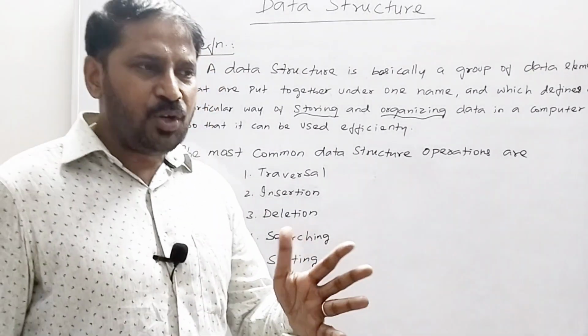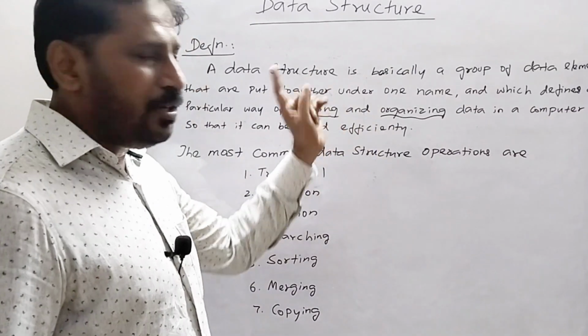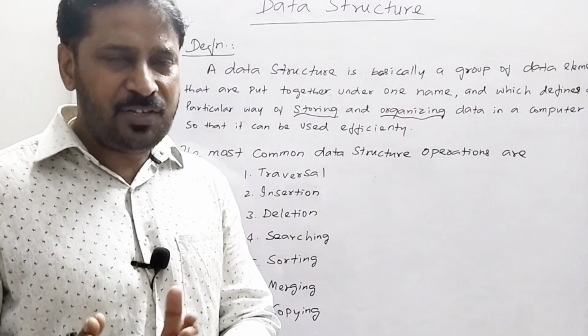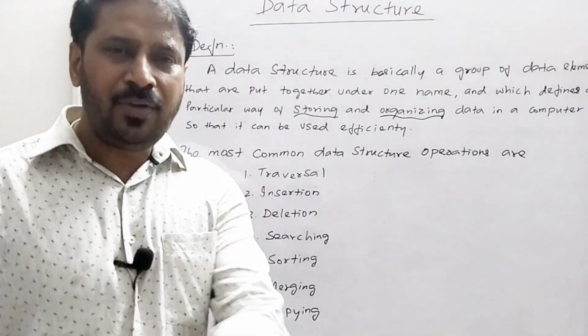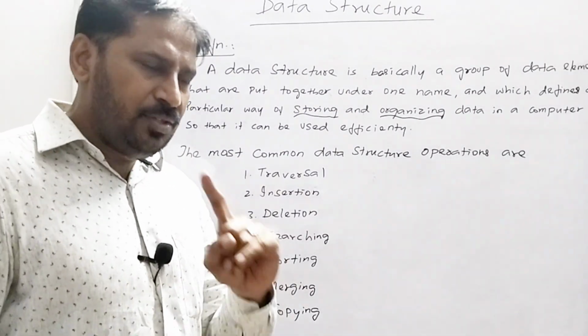So the first one is not a data structure. The second one is called a data structure. The data which is arranged in a height-wise order is a structure. Okay, this is one example.